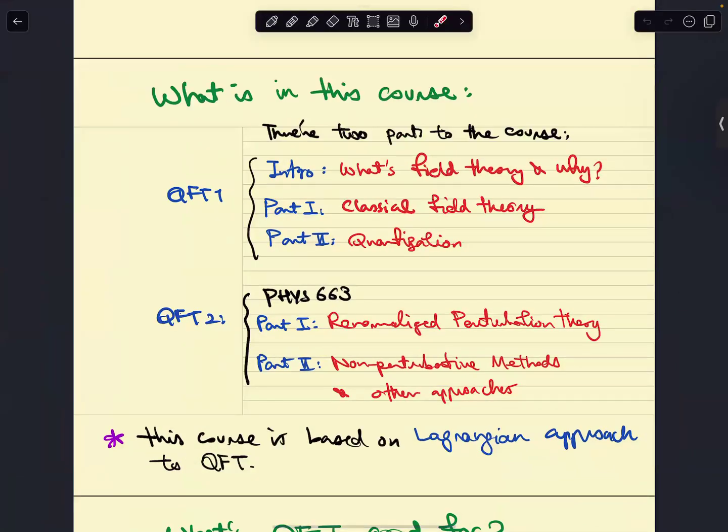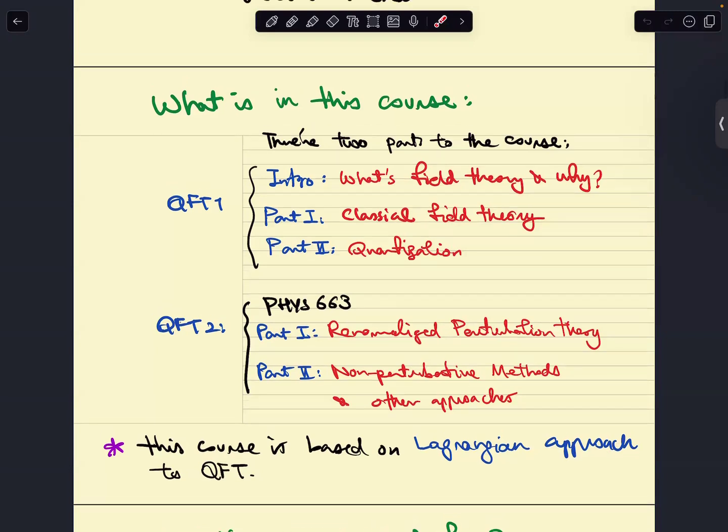Yeah, I was saying that this course is about the Lagrangian approach to quantum field theory. So that's what we're going to be talking about, and except a little bit at the end of quantum field theory 2, we will predominantly be concerned with Lagrangians. Any questions about the structure of the course?